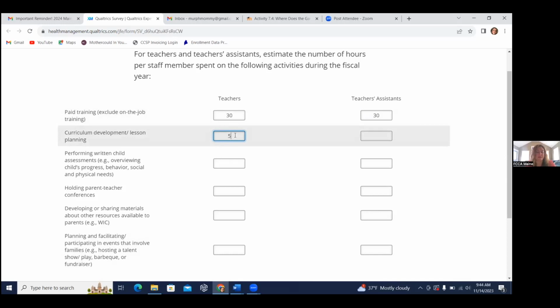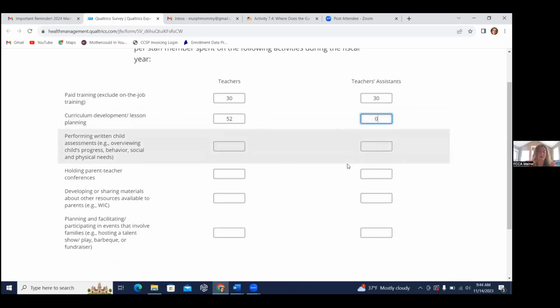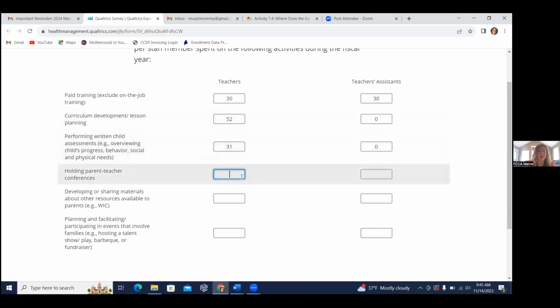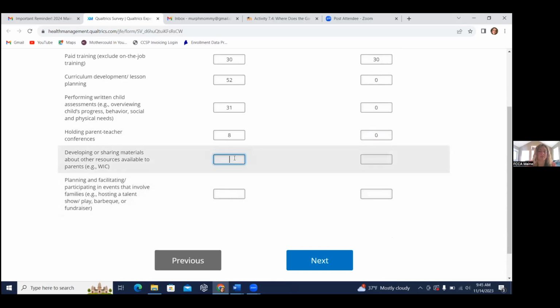Let's say they do an hour. Usually I feel like teachers' assistants don't help with curriculum planning. They like cover the lead teachers. That makes sense. We'll say 31 and we'll say 0. Holding parent teacher conferences, we'll say 8 hours. There's a lot more kids in the center. And typically are teachers assistants there also? I don't think so. It depends on the center, but I would put 0 for our dummy numbers.